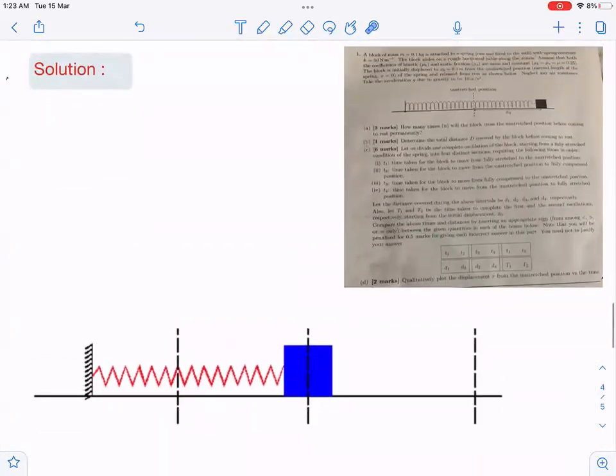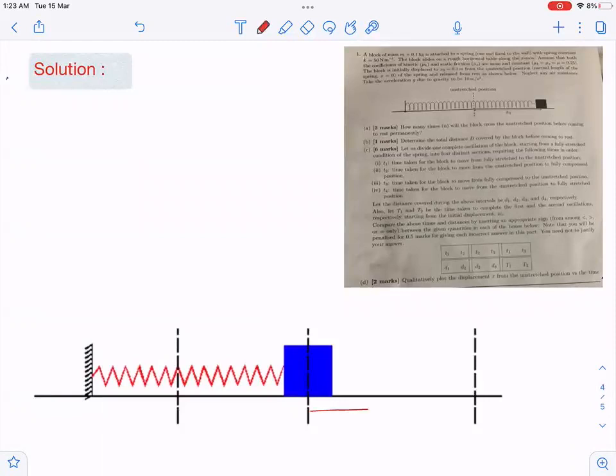I have also pasted the question here. It will be difficult for you to read this right now, but just for reference, if you forget something, you can quickly go through it. Fine, so that's the diagram. Let us start marking the values.